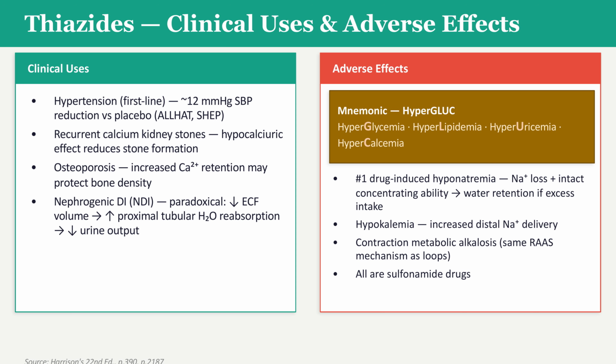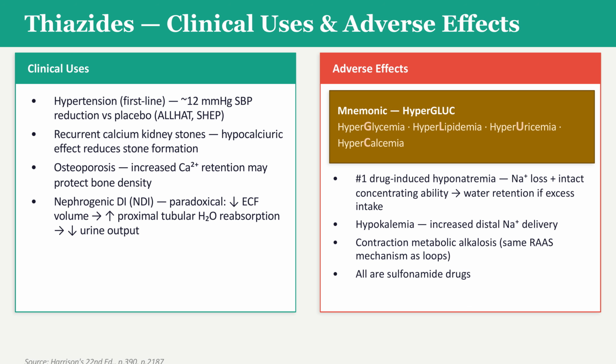Now for adverse effects, commit the mnemonic hypergluc to memory: hyperglycemia, hyperlipidemia, hyperuricemia leading to gout, and hypercalcemia. But the one that catches students off guard most often is hyponatremia. Thiazides are the #1 cause of drug-induced hyponatremia.